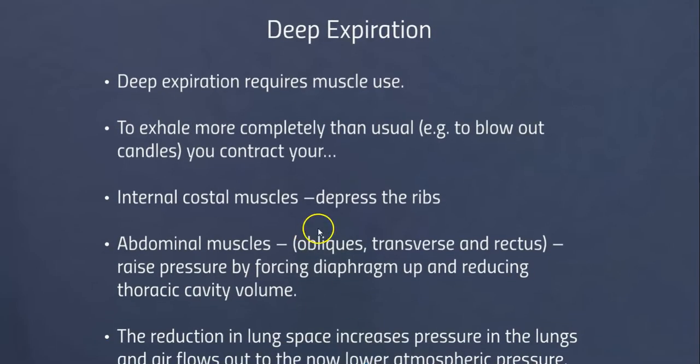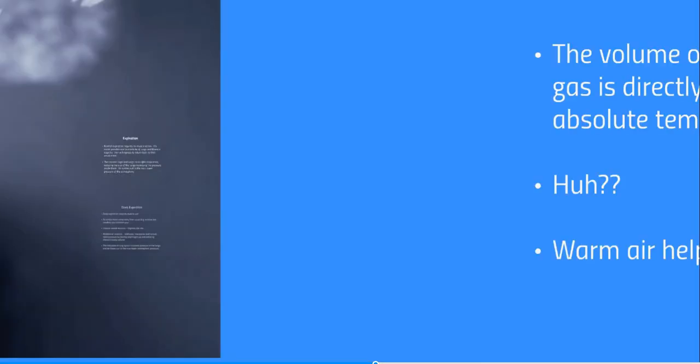Forced expiration, a little bit different. Okay, you do use muscles. So that's where we recruit our internal costal muscles or intercostal muscles to drive in our rib cage. We use our abs to drive up the diaphragm further, and that's going to squish the lungs a lot further closed, and therefore air will flow out or rush out quickly because of the higher pressure we've achieved inside.